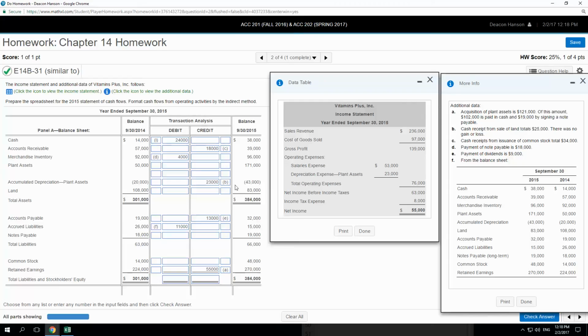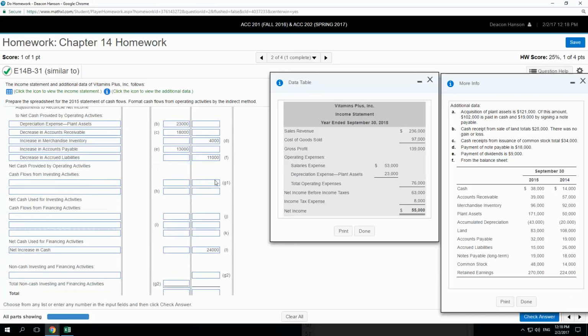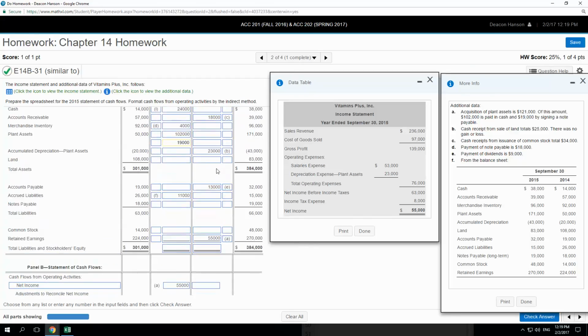We're going to show 102 separate from the 19, and that's why you have two rows, two separate changes. And let's see, the 102 is going to be a cash outflow for the purchase of plant assets. So cash payment for acquisition of plant assets. That'll be 102. So down here in your investing section, you can take that letter reference G1 and use it as your cross-reference up here to the 102.